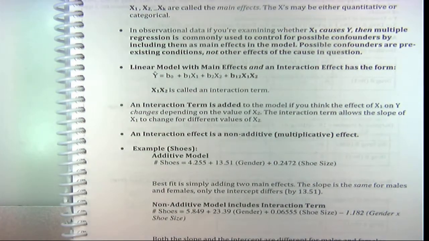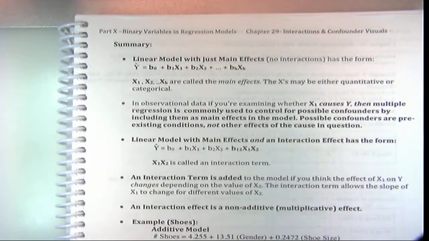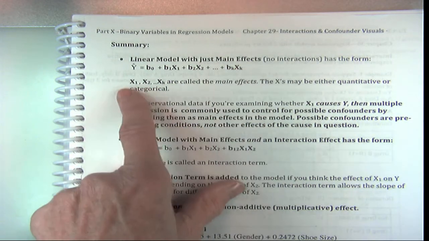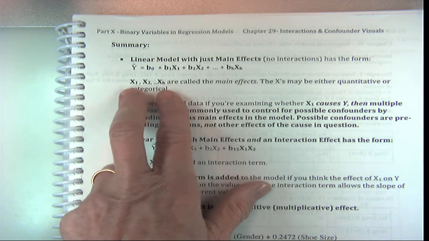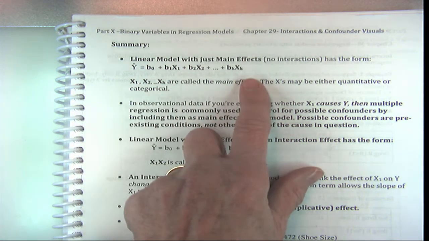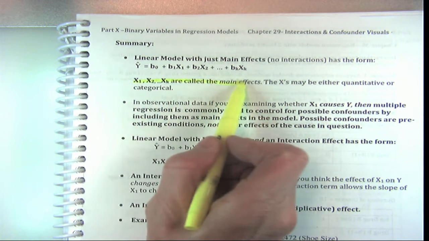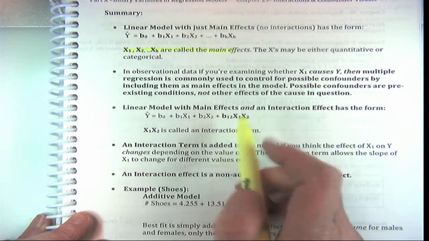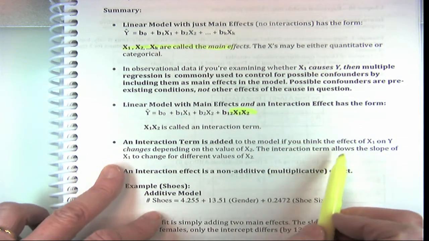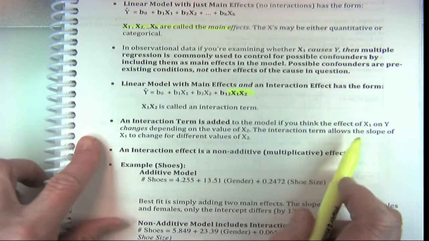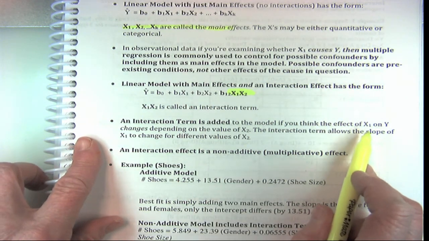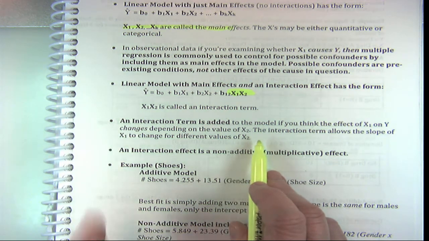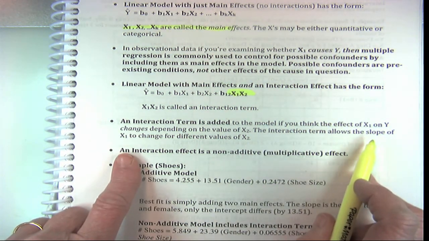So here's the summary on the next page. This is the end of chapter 29. A linear model with just main effects has no multiplicative terms, no interactions. These terms can be categorical or quantitative. They're called the main effects. But if you have an interaction effect, that's a multiplicative effect, and the effect of one of the variables on y changes depending on the value of the other variable. So it causes the slopes to change.